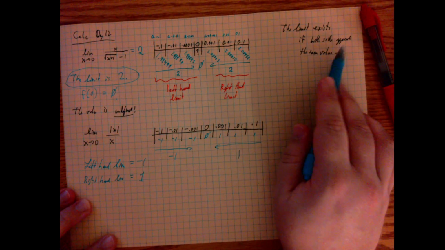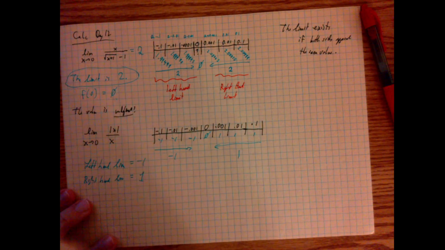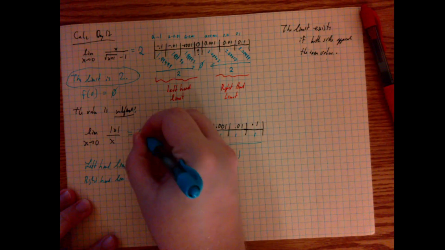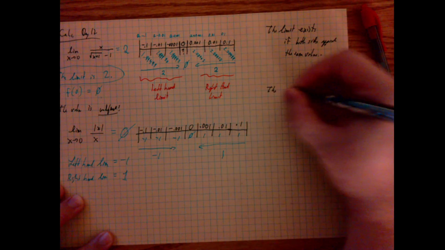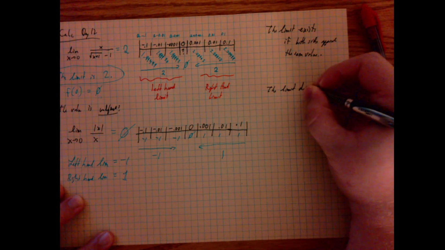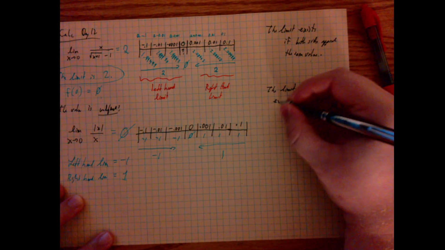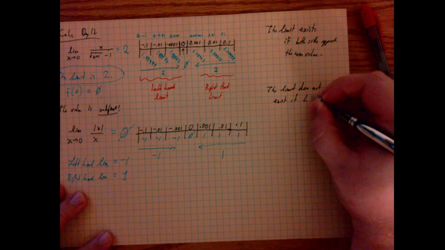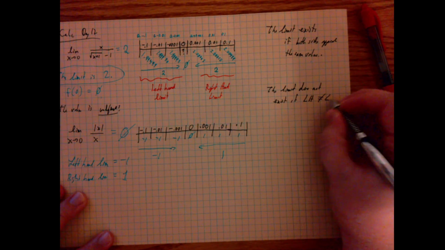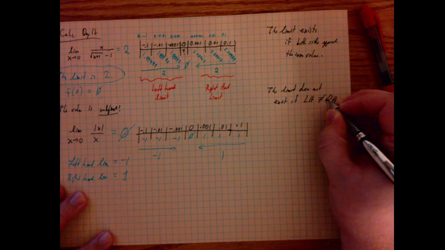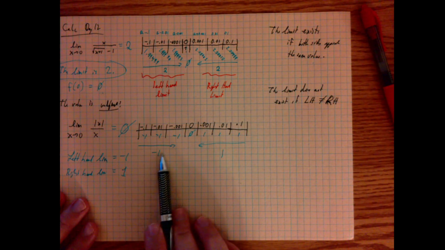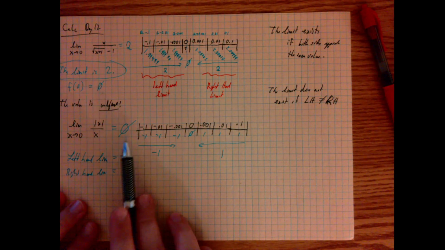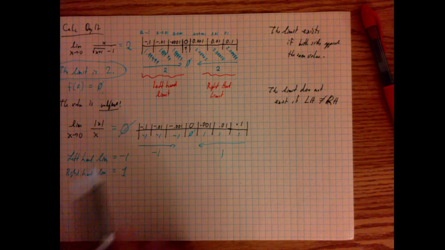The limit exists if they approach the same value. So what happens if they approach different values? This limit doesn't exist. So we say the limit does not exist if the left hand does not equal the right hand. In this case, my left hand was at negative 1. My right hand was at positive 1. The negative 1 and the positive 1 are not the same, so the limit does not exist. It's undefined. Let's look at our graph.